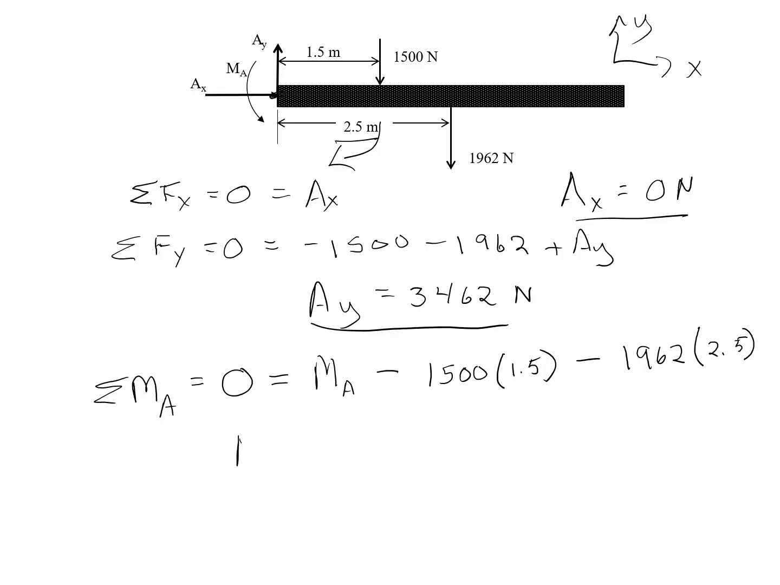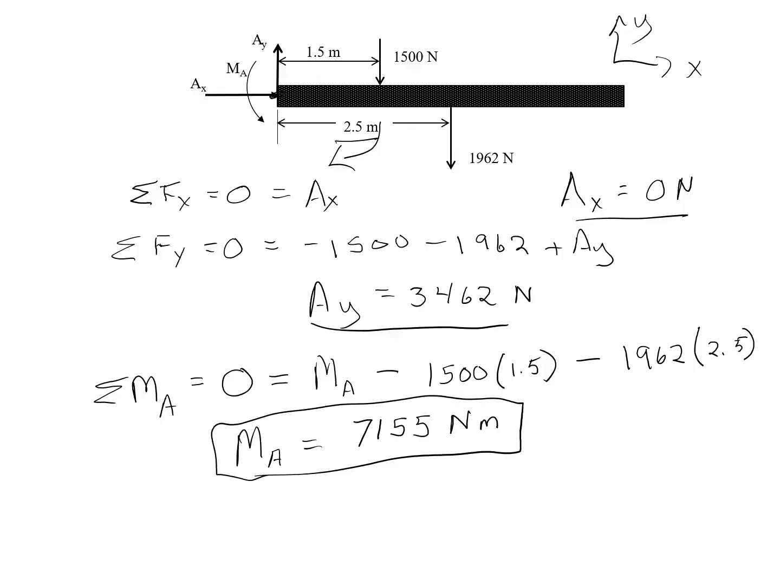So if I solve this equation, I get the moment reaction, MA, is equal to 7,155 Newton meters. And it turns out positive, so I know that I drew it in the correct direction, and the moment reaction is counterclockwise. So AY goes up, AX is 0, and the moment reaction is positive or counterclockwise. So again, draw the free body diagram, and then you apply your three equations of equilibrium in 2D.